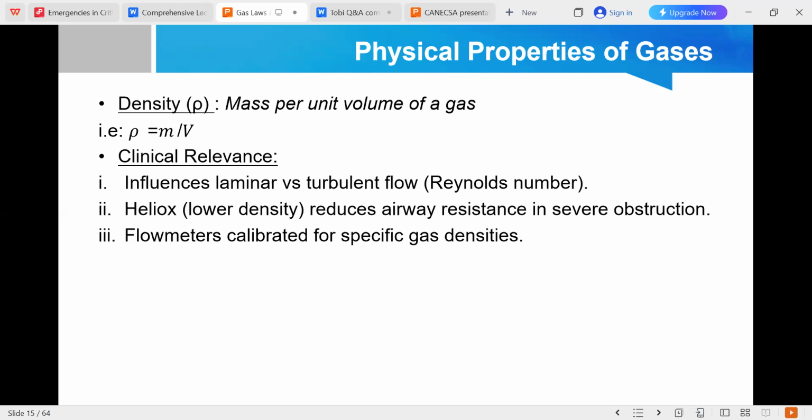So density is mass per unit volume of gas, and the density of a gas influences the type of flow of the gas through its containers. Heliox, which is a mixture of helium and oxygen, reduces airway resistance because it has lower density than air. And the flow meters that measure the flow rate of our different gases are calibrated for each specific gas density.